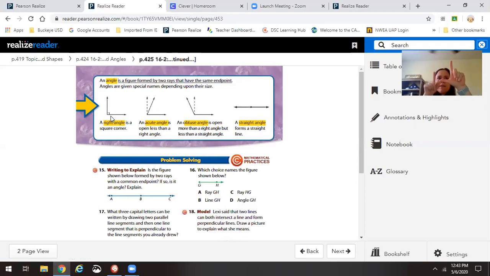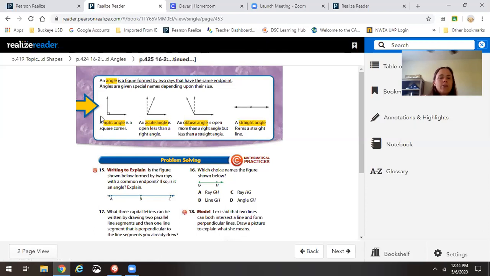So anything less than this one is called an acute angle. I say it's a cute little angle because it's a little angle, smaller than 90 degrees. An obtuse angle, I should say obtuse because it's really big. So an obtuse angle is anything that's bigger than this original right angle. So cute little angle and obtuse angle. And then a straight angle just forms a straight line. I don't have anything fun to say for that one.